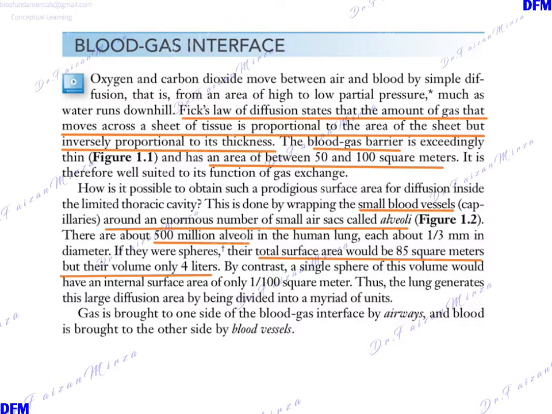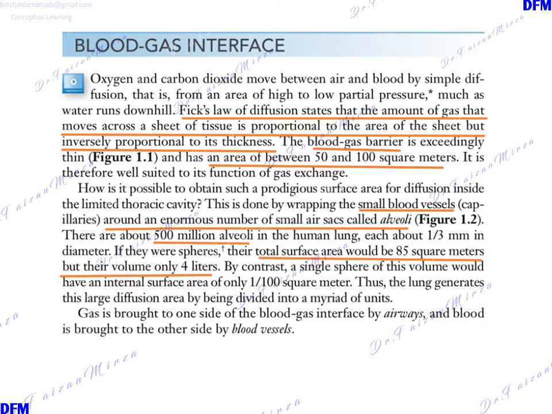This blood gas barrier has an area of about 50 to 100 square meters. There are tiny blood vessels which wrap around the air sacs or the alveoli. There are about 500 million alveoli. This is just a fact that you need to keep in mind.